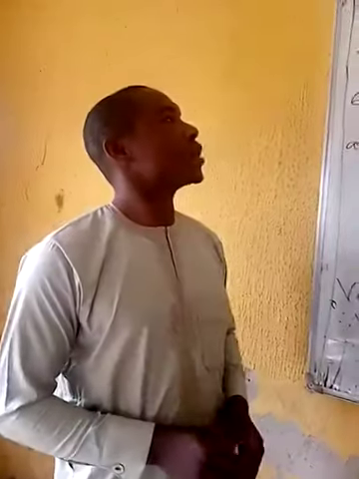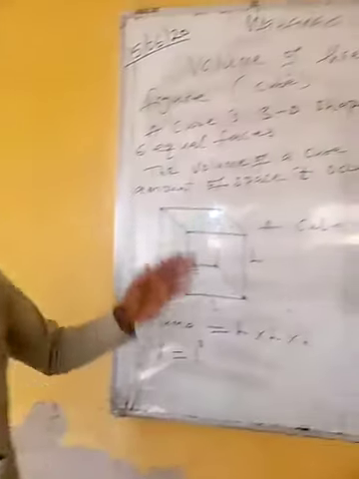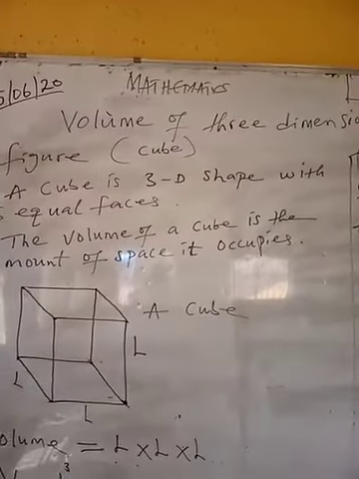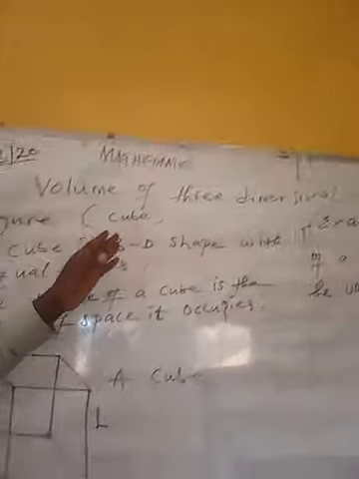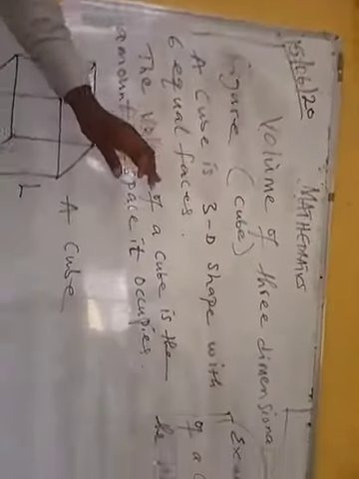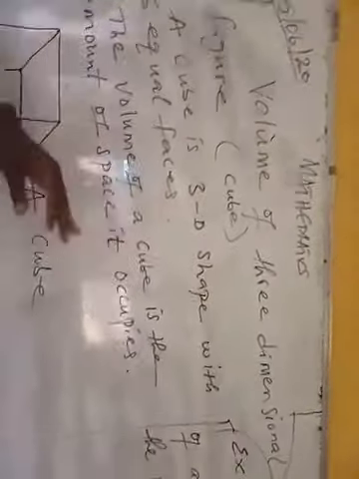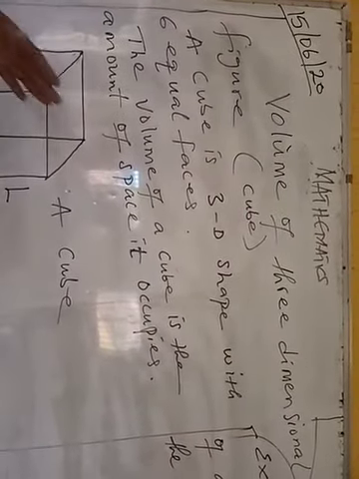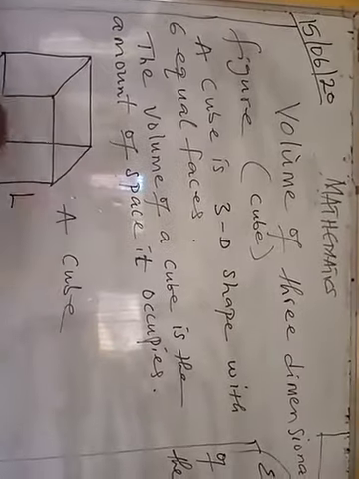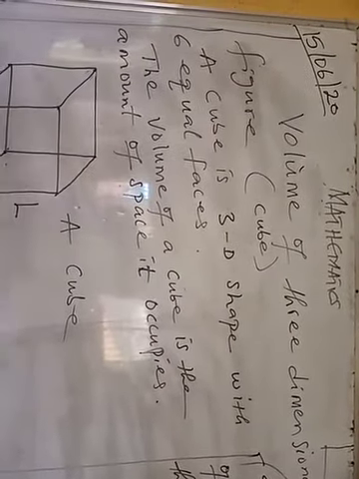Today, we are going to look at the volume of three-dimensional figures. On that note, we are going to take a look at the cube. A cube is a three-dimensional shape with 6 equal faces. The volume of a cube is the amount of space it occupies.